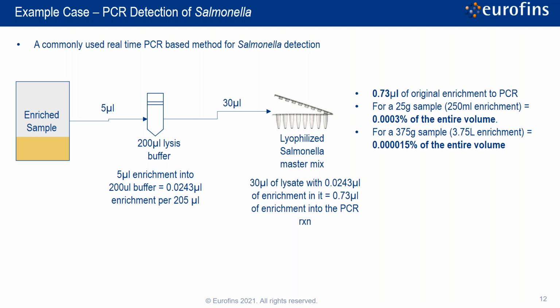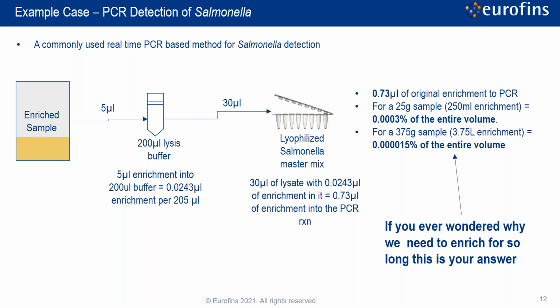So for a 25-gram sample, where you have 250 milliliters of enrichment, that's only 0.003% of the entire volume. And for a larger sample, a 375-gram sample, that's only 0.00015% of the entire volume. And this is your answer in a nutshell. Click again, as to why enrichments take so long. Again, you are taking an exceedingly small amount of that original sample that's actually making it into the detection at the end. Next slide.